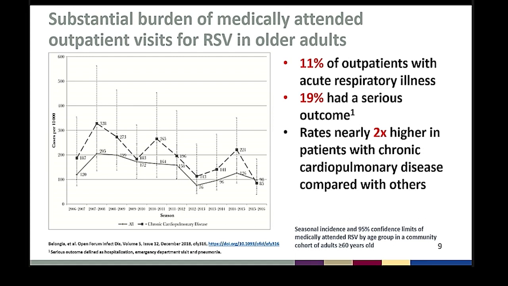Note that there are two lines on this chart, with the higher dashed line showing rates in those with underlying cardiopulmonary disease. Rates were nearly two times higher among patients with chronic cardiopulmonary disease compared to those without these underlying diseases. The bottom line is the total population. And as you can see, the rates are substantially higher in those with underlying cardiopulmonary disease. Next slide.